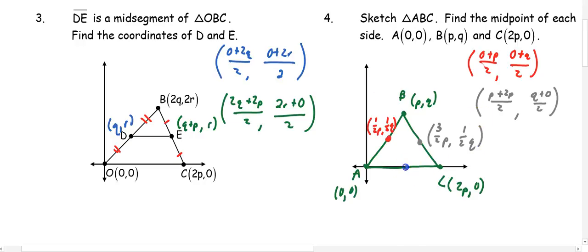Then to find the missing point between A and C, I have 0 plus 2p over 2 and 0 plus 0 over 2. So 2p divided by 2 is just p, and 0 divided by 2 is just 0. So I have all of my midpoints now of the three sides of the triangle.